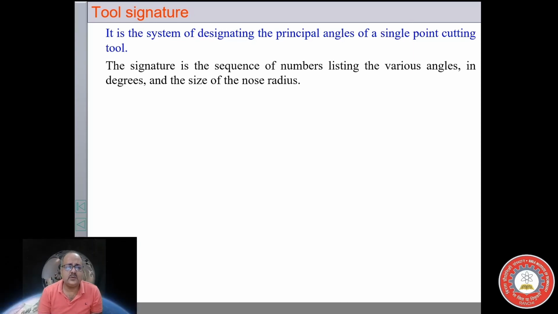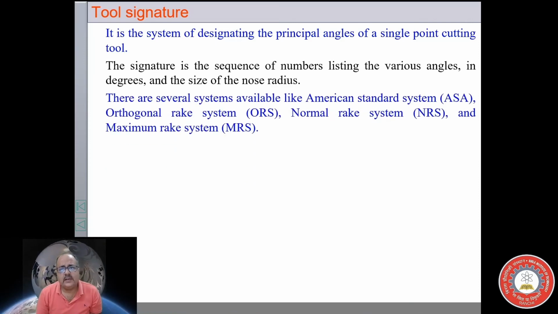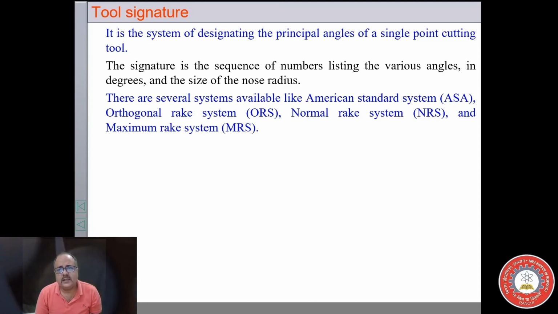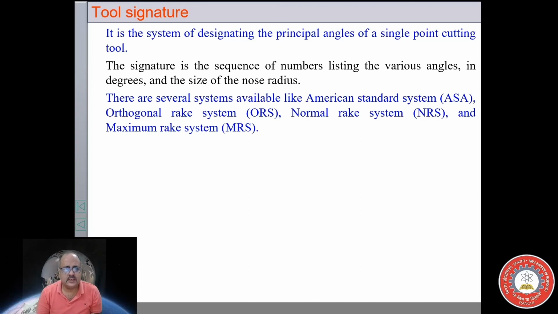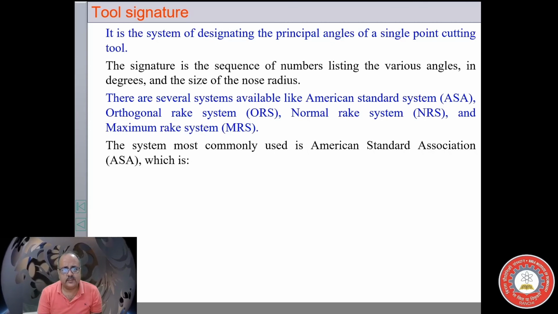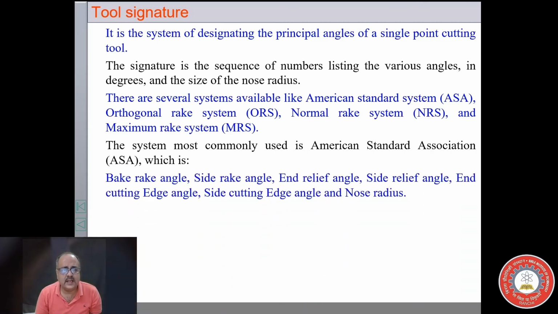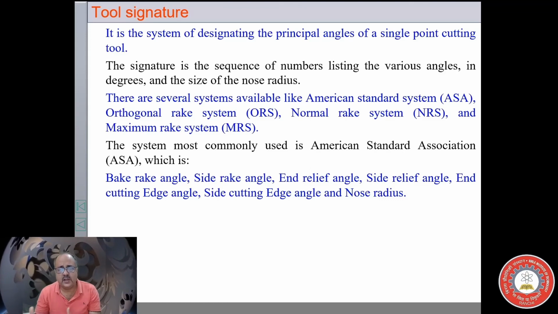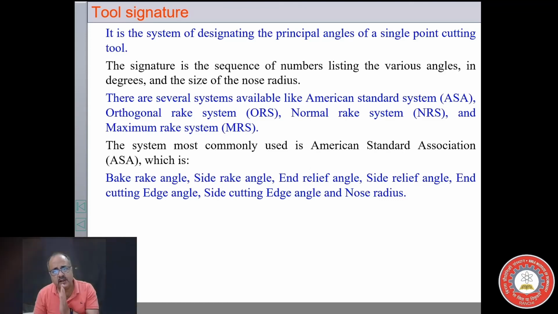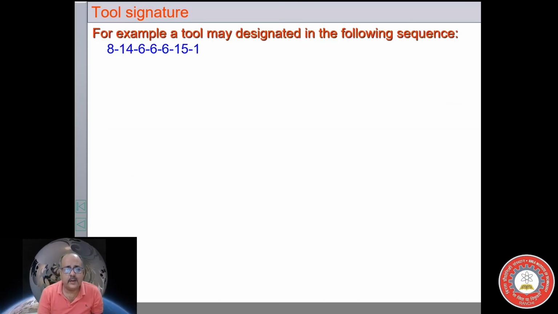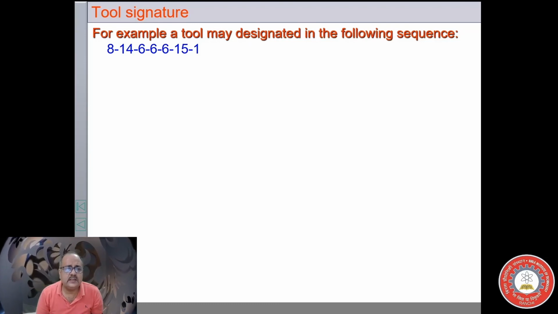So how do you designate a tool? I designate a tool by American Standard System, orthogonal rake system. The various available systems are American Standard System, orthogonal rake system, normal rake system, and maximum rake system. So the American Association system represents tool signature like this: back rake angle, side rake angle, end relief angle, side relief angle, end cutting edge angle, side cutting edge angle, and nose radius in this particular sequence. I repeat: back rake, side rake, end relief, side relief, end cutting edge angle, and side cutting edge angle, followed by the nose radius in mm.